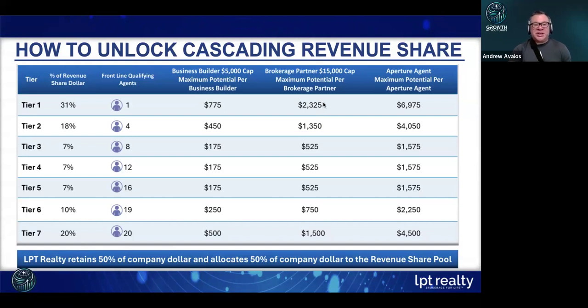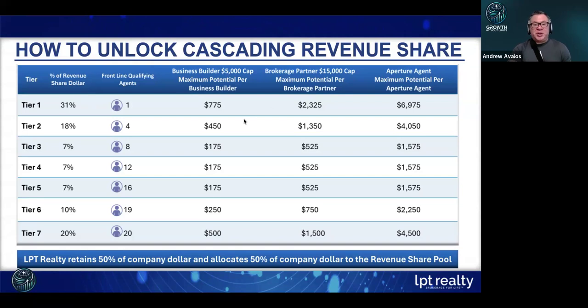And this is called compensation for contribution. As you help the company grow, the company rewards you. And this is how they reward you, through the cascading revenue share. So now your tier one are the agents that you directly sponsored, brought into the company. They wrote you in as their sponsor. So what is your tier two?